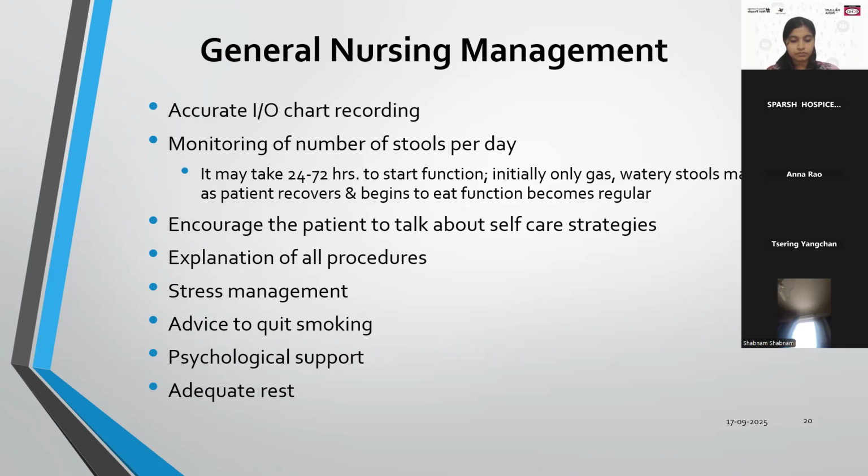Generally, stoma size is 1 to 1.5 centimeter above the skin level in case of colostomy, and in case of ileostomy, it may be 3 to 3.5 centimeter above the skin level. If prolapse is less than 5 centimeter, it is normal, and it can be managed by manual reduction. But if it is more than 10 centimeter, then surgical intervention may be required.